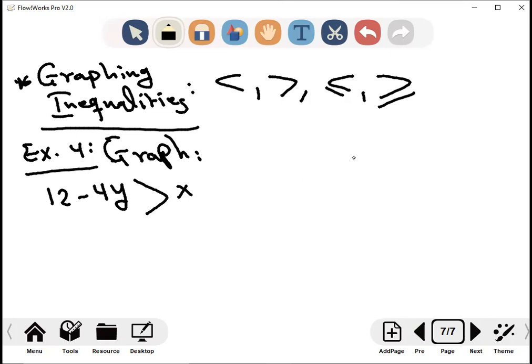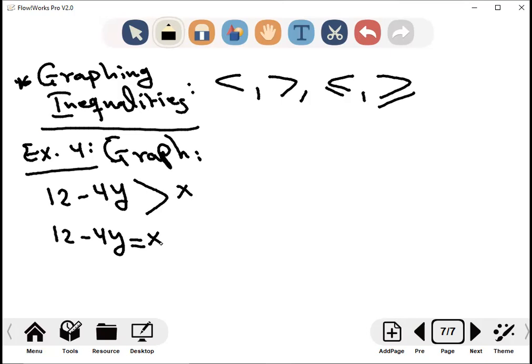Now we have steps for graphing inequalities. The first step is to turn the inequality into an equation by replacing the more than sign with equal. So the first step is to turn it to an equation: 12 minus 4y equals. Any problem? This is the first step.